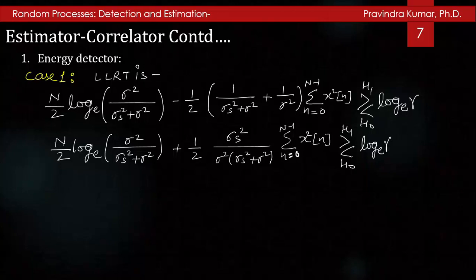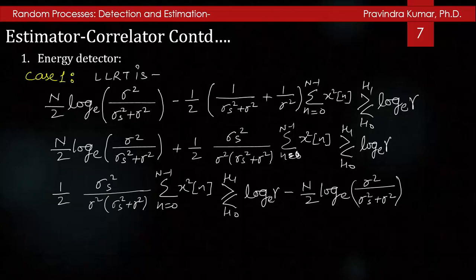This is greater than or less than log e gamma, or I can write this expression as 1 by 2 sigma s square divided by sigma square into (sigma s square plus sigma square) into summation n=0 to n minus 1 x square n. This will be greater than or less than log e gamma minus n by 2 log e sigma square by sigma s square plus sigma square.